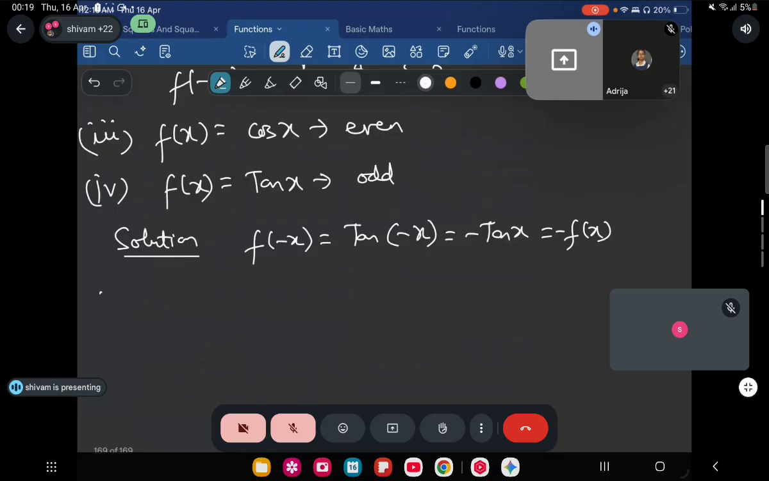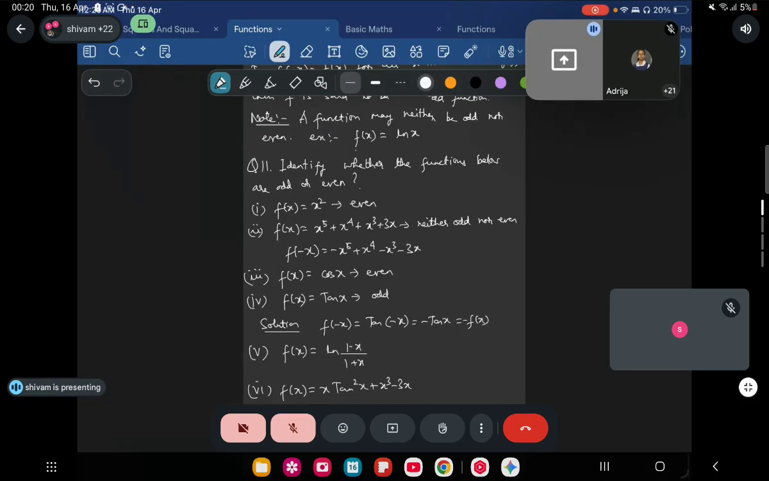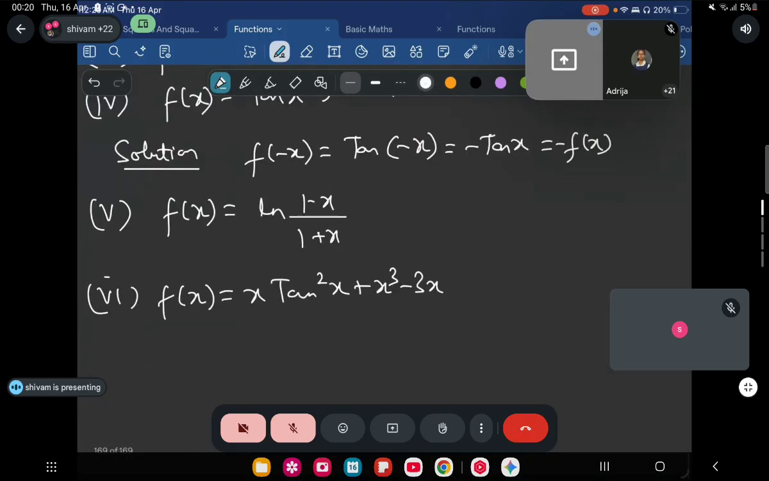Next, you people solve it, and this one you send to me on WhatsApp. Okay, everyone? Part 5: f of x is equal to ln of (1 minus x upon 1 plus x). Once you have done it, send your answers. Part 6: f of x is equal to x into tan square x plus x cube minus 3x. You have to tell me whether these are odd or even, or none.